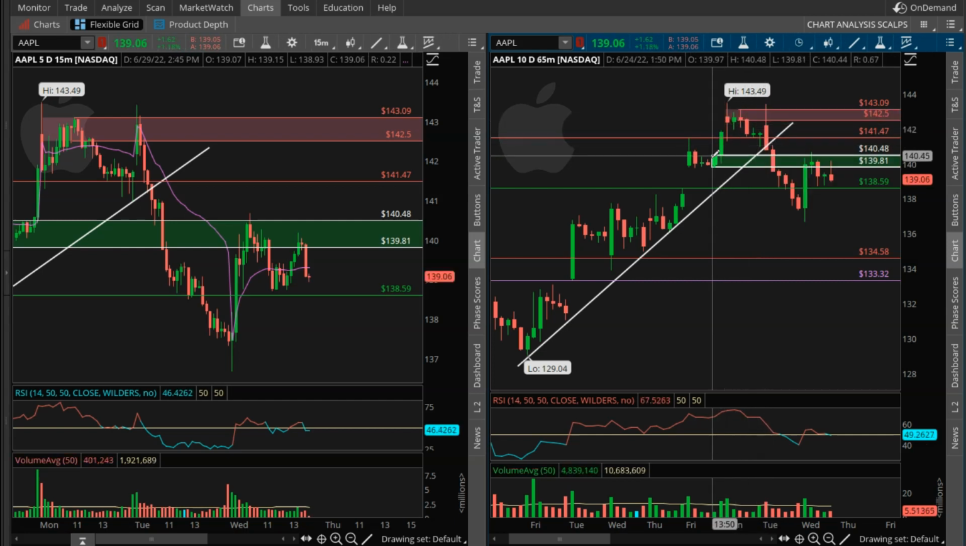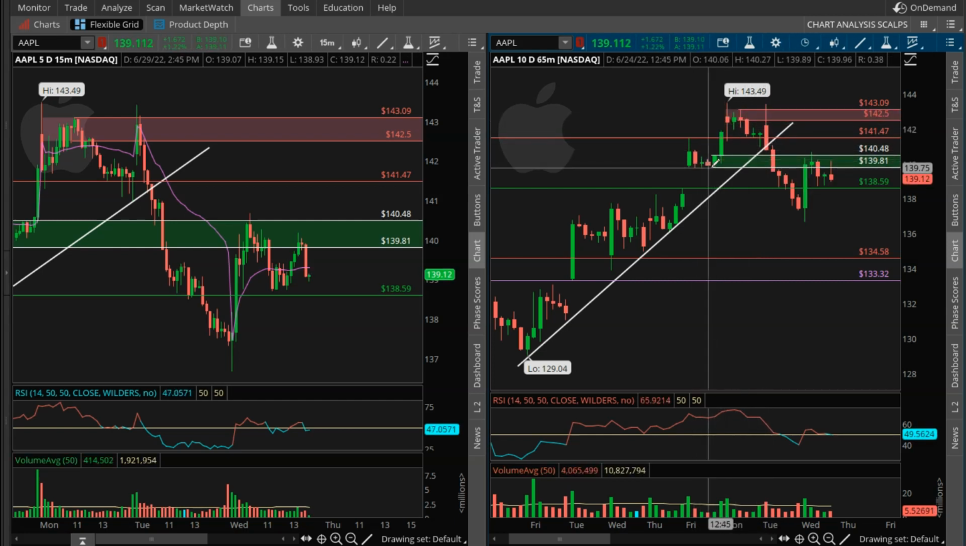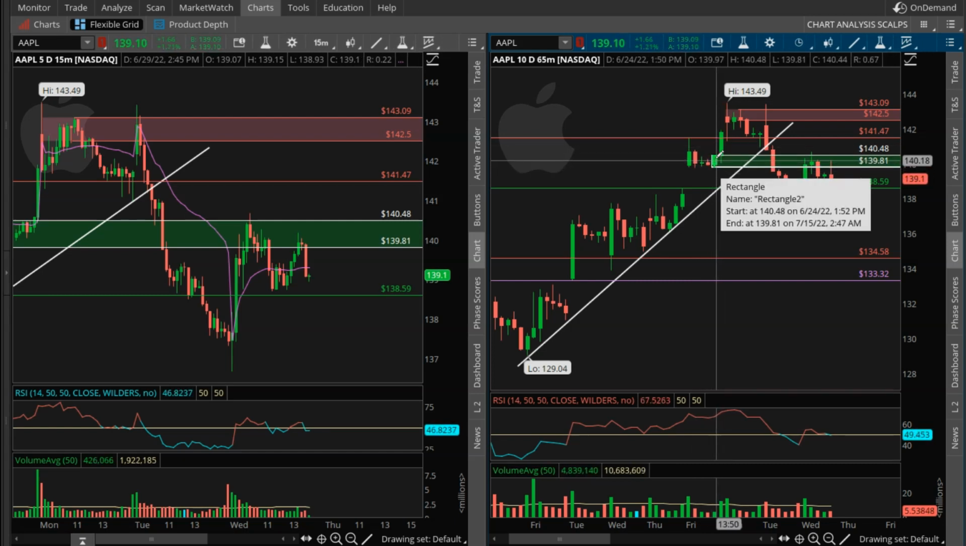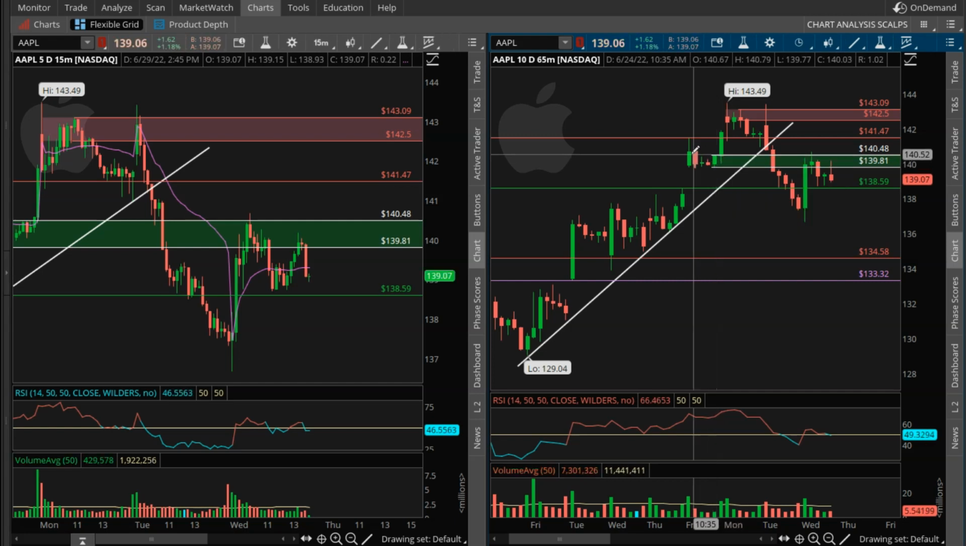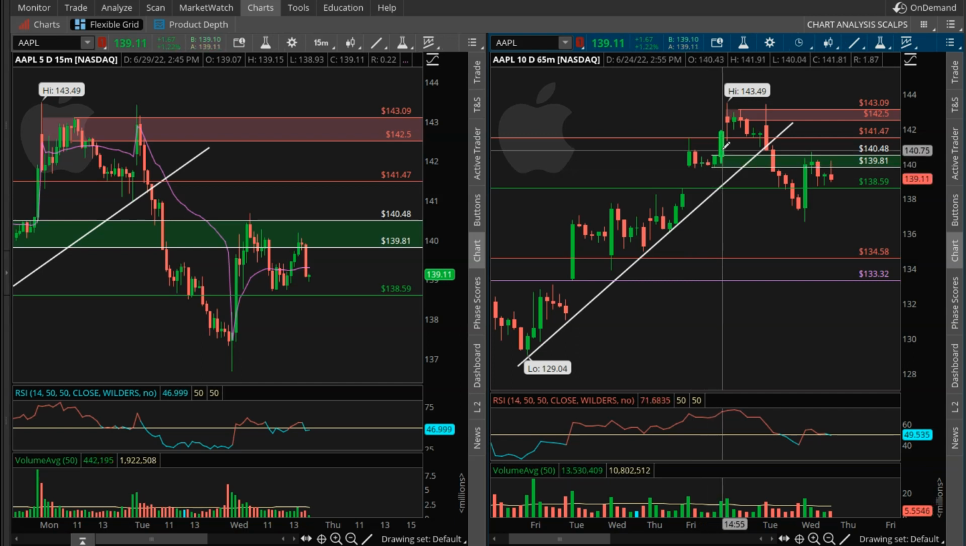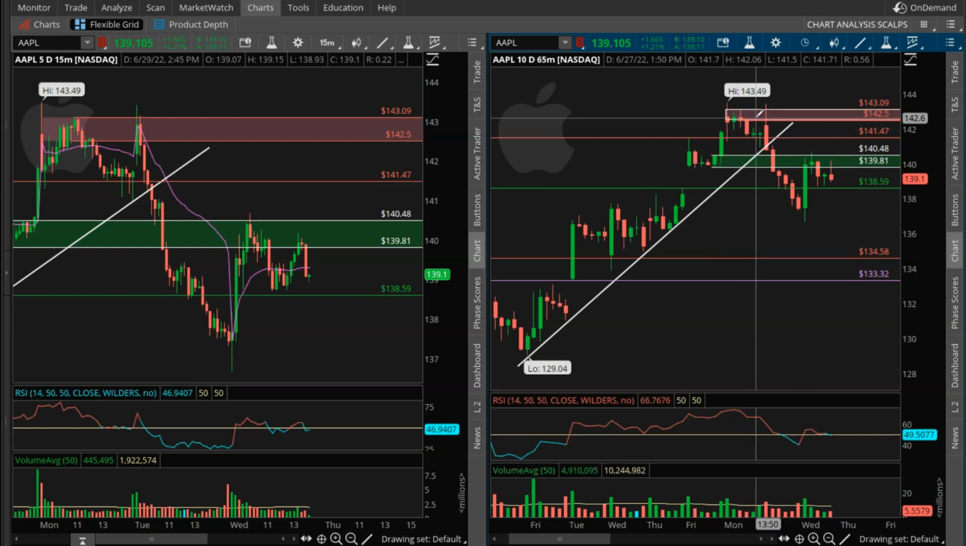Now, how did I get my demand zone? Same exact thing. We had some consolidation and we broke out from this candle right here. So the range was 140.48 and 139.81. And after we formed this consolidation area, this was the last candle before the breakout. So these are the two major zones that I want you to pay attention to. And this is exactly what I saw.